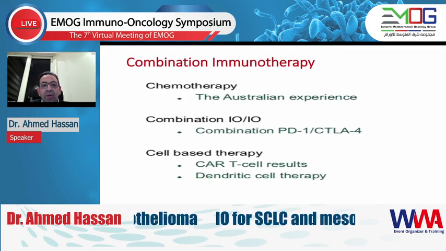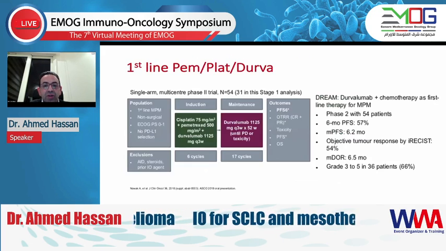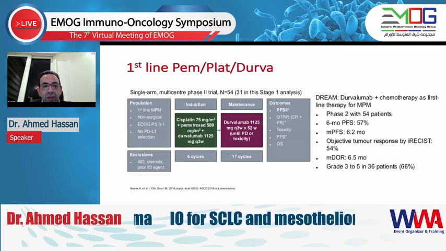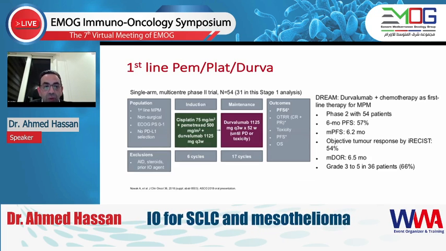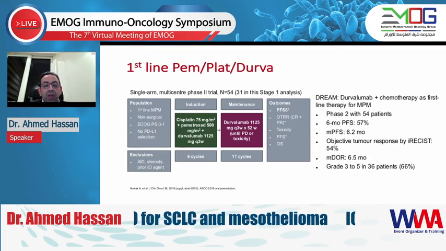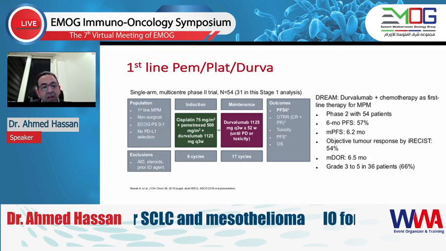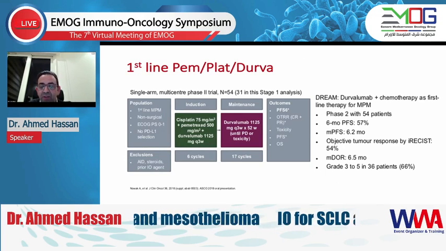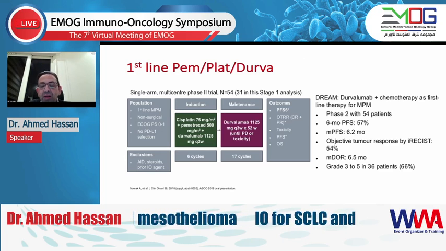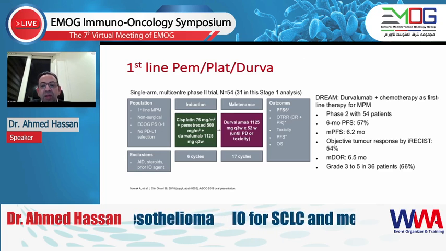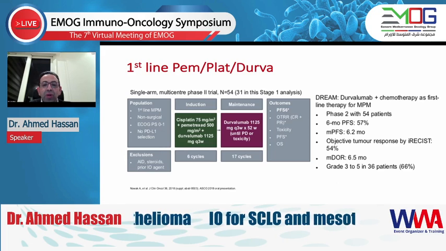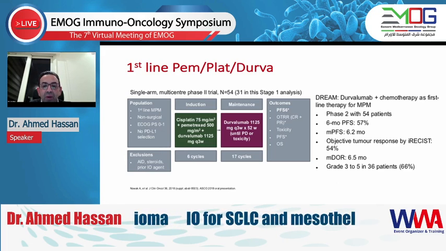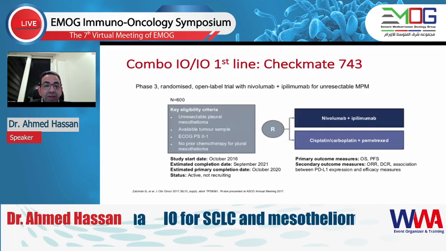And then we had combination immunotherapies, the Australian study, which is phase 2 single arm and included only 54 patients. The initial results were promising, showing a 6 months progression-free survival of 57%. But these are phase 2 studies, limited in number, so it will not give you good data that will convince you to change your practice.